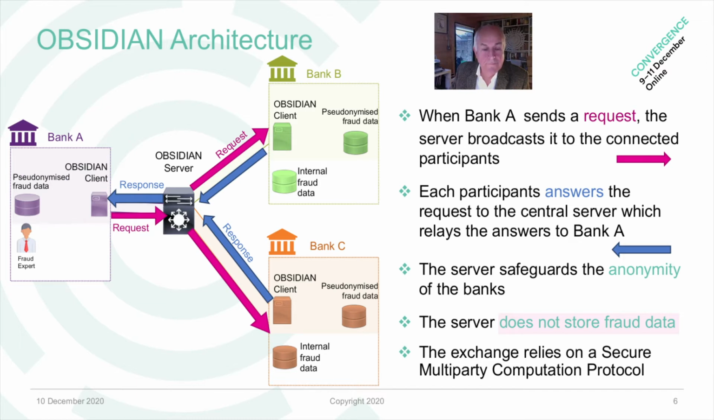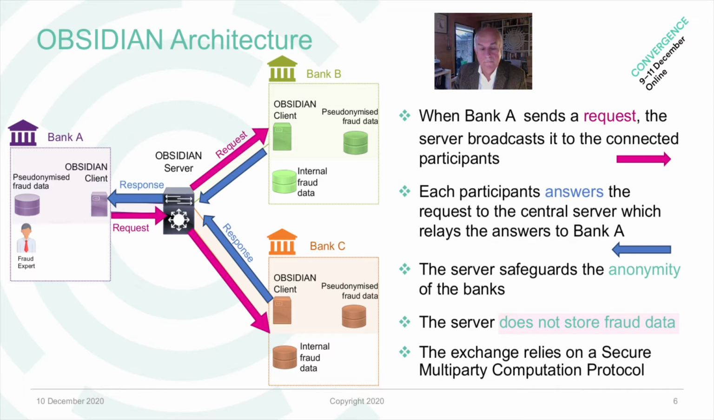Yes. Okay, so here we explain how the architecture works. Basically, we have a central server that will relay the requests between the participants, which are the banks. So when bank A wants to know if an IBAN is dangerous, the bank will protect the IBAN with pseudonymization techniques and then send the request to the central server. The central server relays the request to the participants who are connected, because the central server knows who is connected on the network. When bank B and bank C in the diagram receive the request, they use their pseudonymized fraud data database to craft the response and send it back to the Obsidian server.